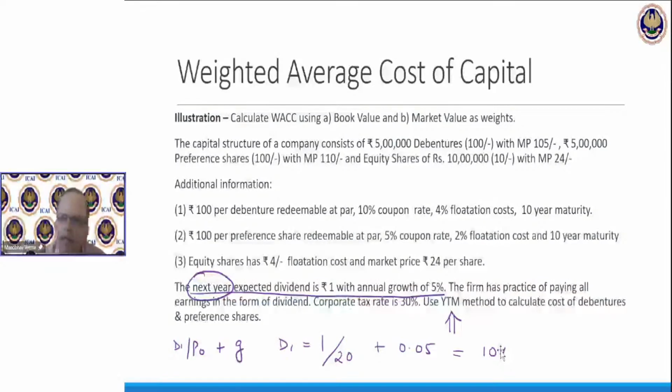Okay, now next we have to calculate cost of debt using the YTM method, guys. So my question first of all is, what will be my annual cash flows? Initially, we are looking at a 100 per debenture redeemable at par, 10% coupon rate, 4% flotation cost. So what do you think, guys? In terms of debentures, what will be my initial cash outflow or cash inflow? Cash outflow from an investor perspective, cash inflow from the company perspective.